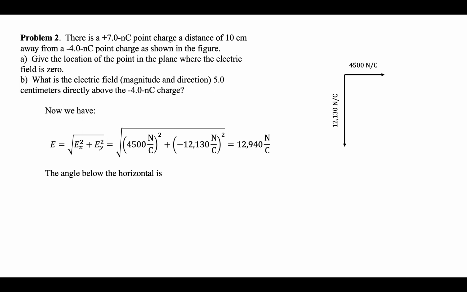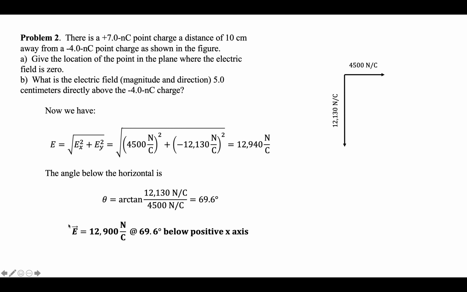We have to get the angle because we need the direction. So this is the opposite side, 12,130 over here. And we have 4,500 as the adjacent side. It's 69.6 degrees below the horizontal. The answer is the electric field vector at the point 5 centimeters directly above the minus 4 nanocoulomb charge is 12,900 newtons per coulomb, 69.6 degrees below the positive x-axis.